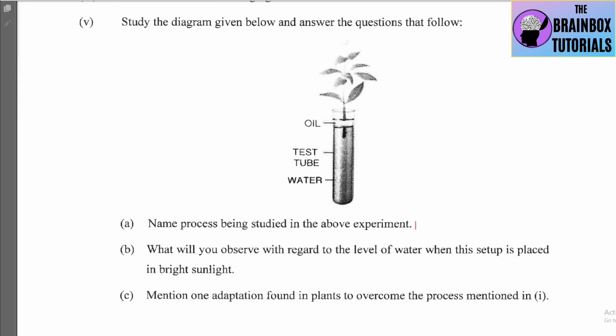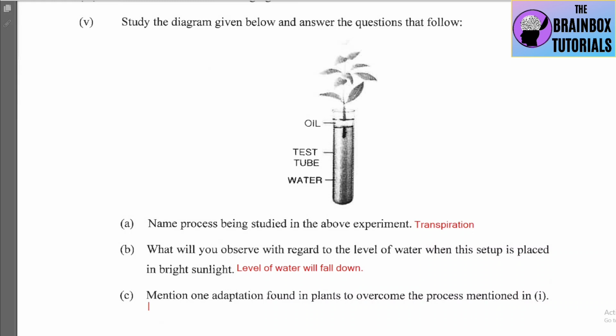Now part 5 is study the diagram given below and answer the questions that follow. Part A is name the process being studied in the above experiment. So the process being studied is transpiration. Part B is what will you observe with regard to the level of water when this setup is placed in bright sunlight. So when the setup is placed in bright sunlight, we will see that the level of water will fall down. That means it will become less.